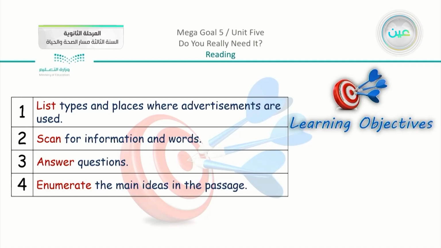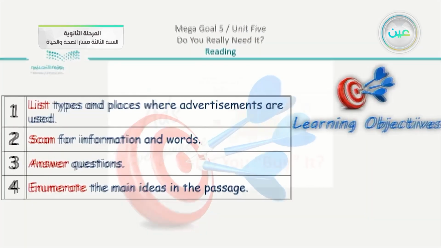Now, moving on, we have here our objectives. The first objective, to list types and places where advertisements are used. Number 2, to scan for information and words. Number 3, to answer questions. And number 4, to enumerate the main ideas in the passage. So we are going to move on with our lesson here.